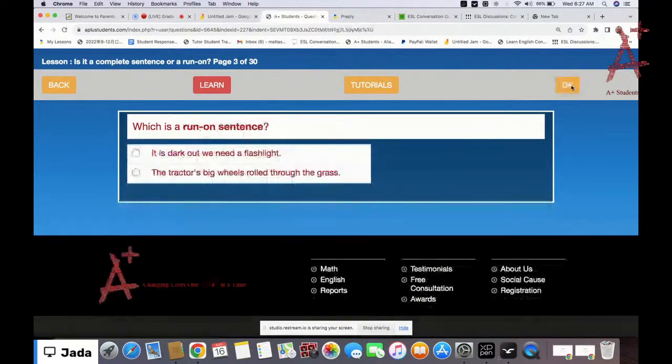Okay, so now which is a run-on sentence? It is dark out, we need a flashlight. The tractor's big wheels rolled through the grass. It's dark out, we need a flashlight. The tractor's big wheels roll through the grass. So now, the tractor's big wheels roll through the grass is a complete sentence.